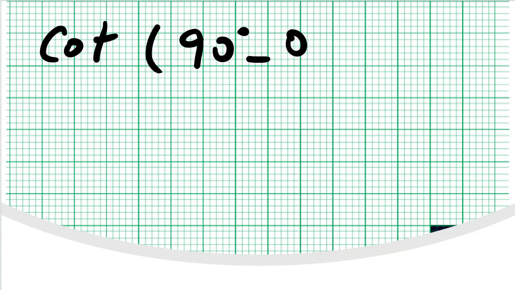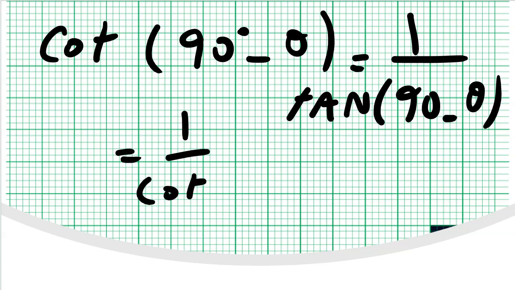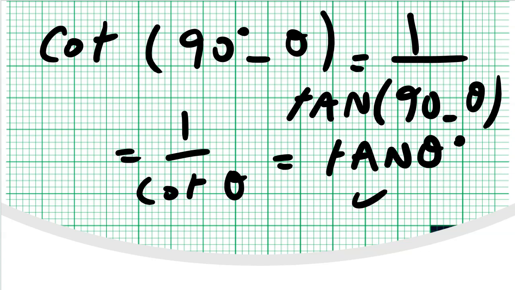If we think about it as reciprocal, cotangent of 90 degrees minus theta equals 1 divided by tangent of 90 degrees minus theta. What's tangent of 90 degrees minus theta? We already established that as being cotangent of theta. And 1 divided by cotangent of theta is tangent of theta. And that's positive in quadrant 1.